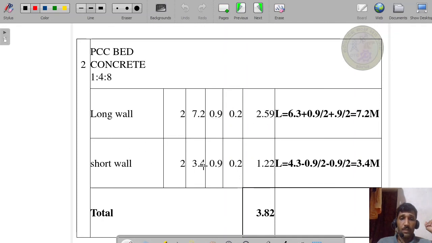Short wall, there are 2 numbers. Length 4.3 meter, center to center length, minus half of the breadth, 0.9 by 2, minus half of the other side breadth, 0.9 by 2, then it becomes 3.4 meter, and breadth is 0.9 meter, and depth is 0.2 meter. Total 3.82 meter cube by adding these two. In this way, we will compute the PCC bed concrete 1:4:8. The proportion may sometimes be different. It may be 1:3:6 sometimes. Whatever proportions are given in the problems, based on that we have to write the specifications.